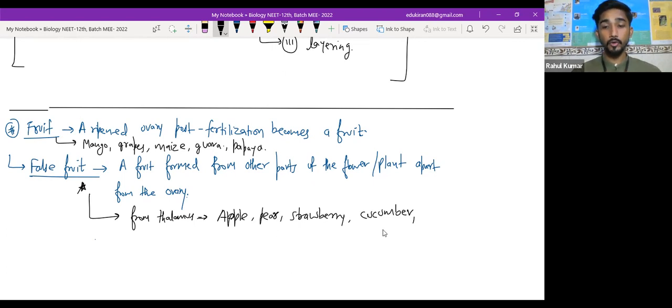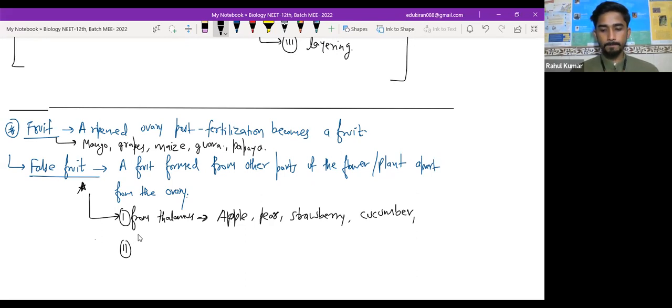It's a false fruit. So cucumber is a fruit. It's not a vegetable. Actually, all the vegetables are basically fruits. Not all, but vegetables are also fruits. We call them vegetables. For a plant, they are fruits. So these are the ones which come from thalamus. Apart from thalamus, what other structures can give rise?